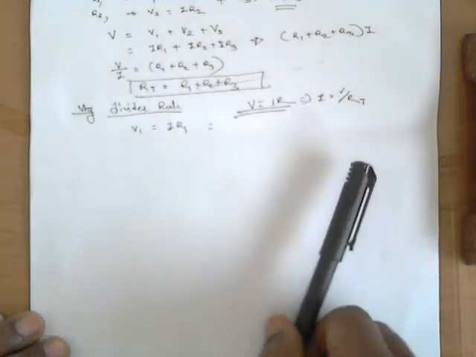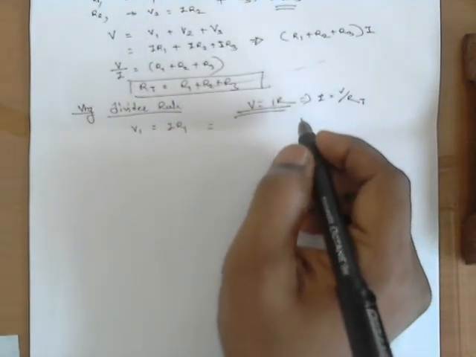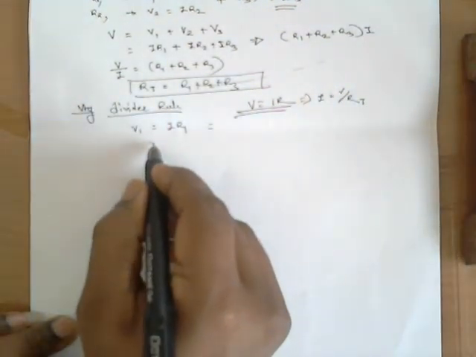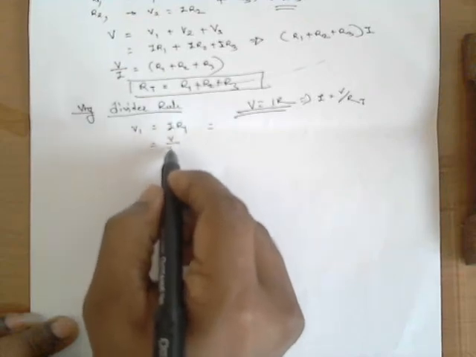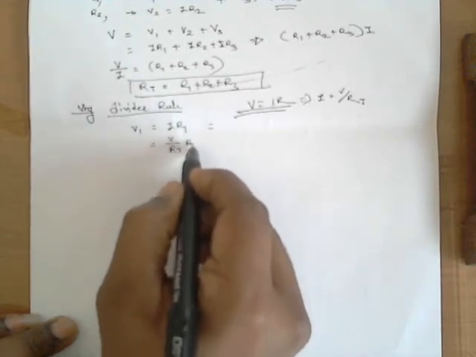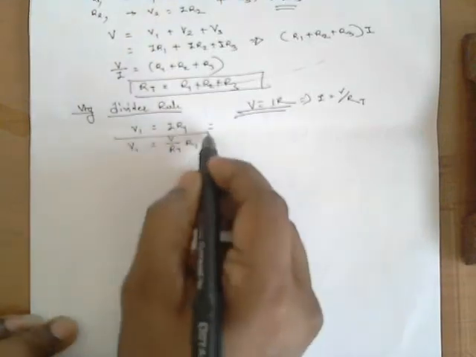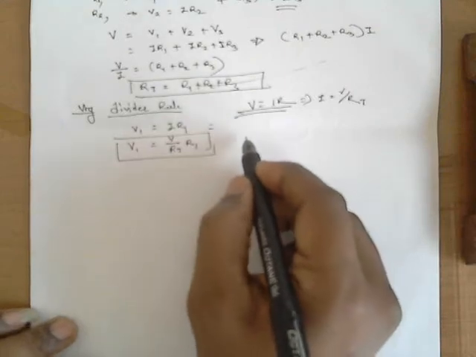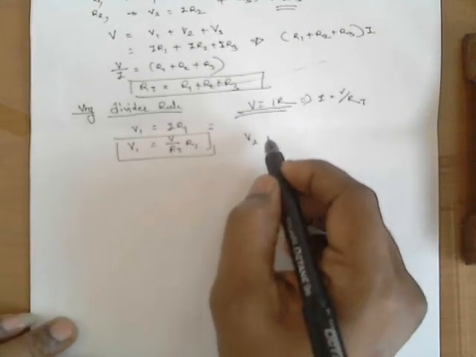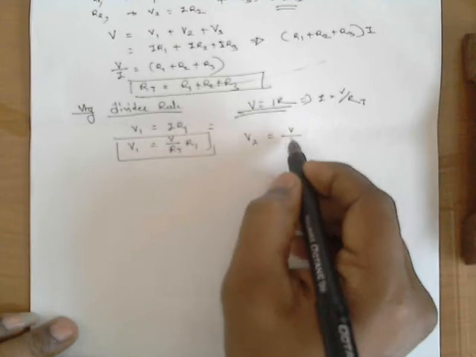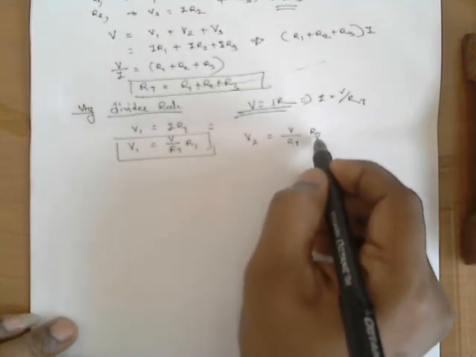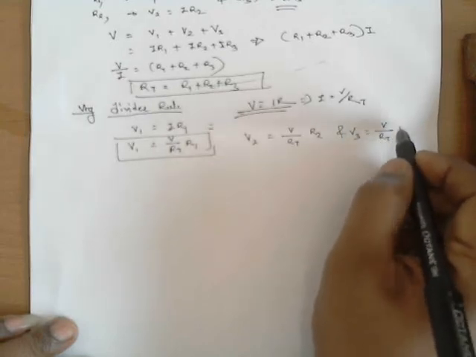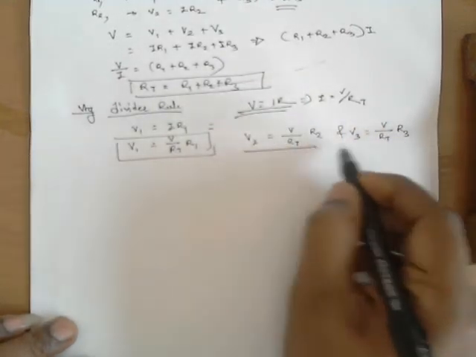So now I is V upon RT. If I replace that I by V upon RT, it becomes V1 equal to V upon RT into R1. Similarly, what is V2? Voltage drop across the second resistance. It is V upon RT into R2. And what is V3? It is V upon RT into R3. Am I right?